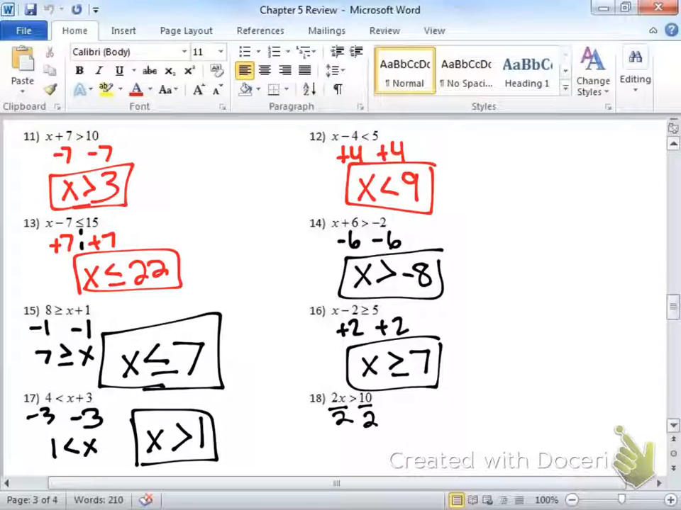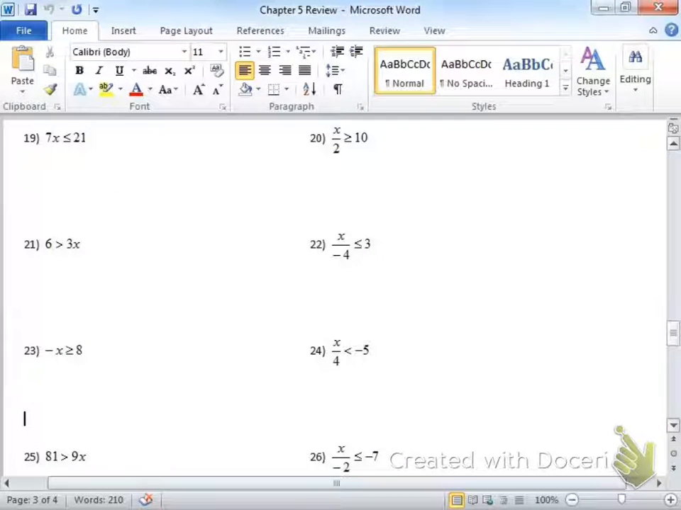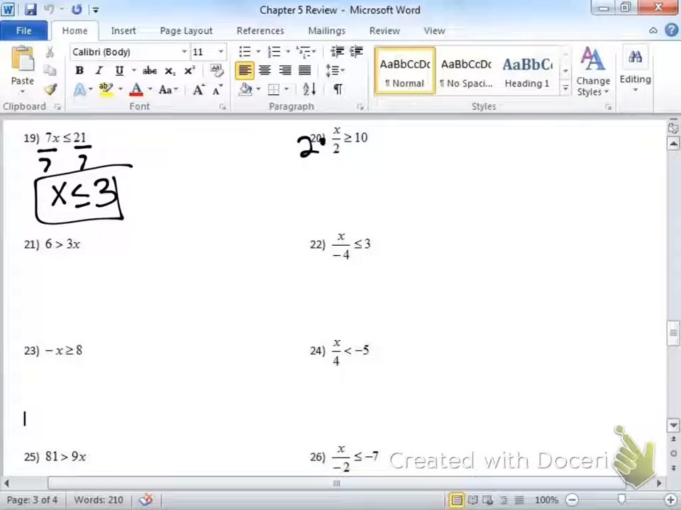Divide both sides by 2. You get that x is greater than 5. Questions on those? Alright, 19, divide and divide. We get that x is less than or equal to 3. 20, you multiply and multiply. You get that x is greater than or equal to 20.